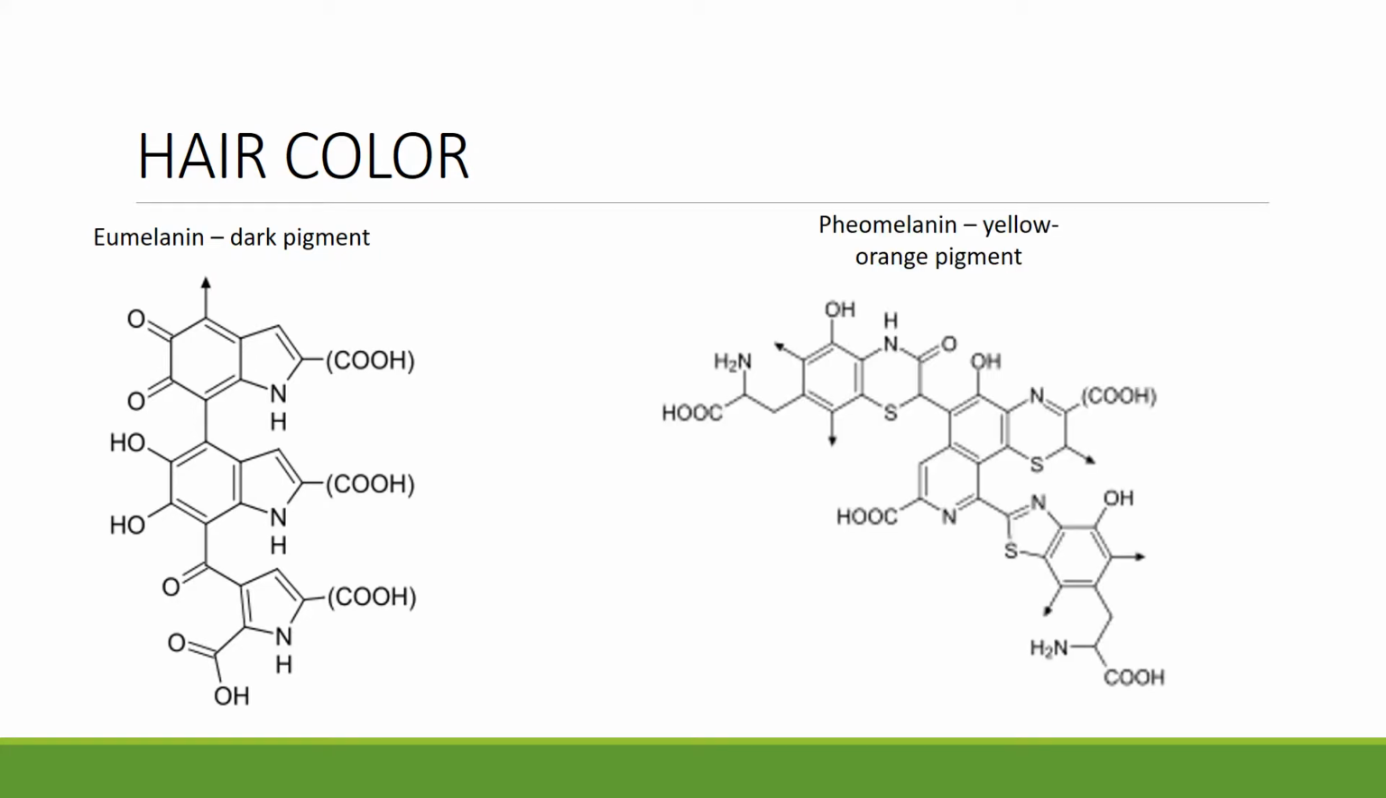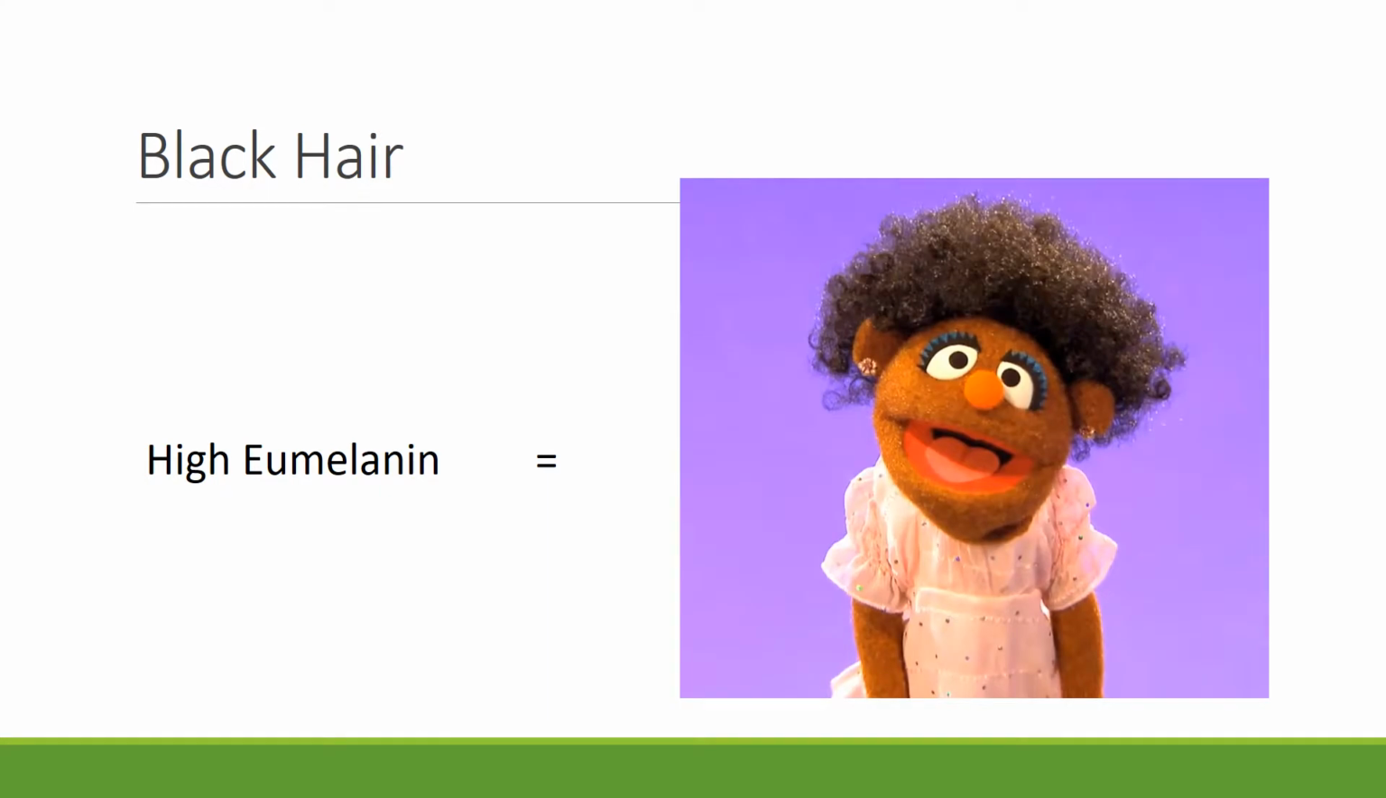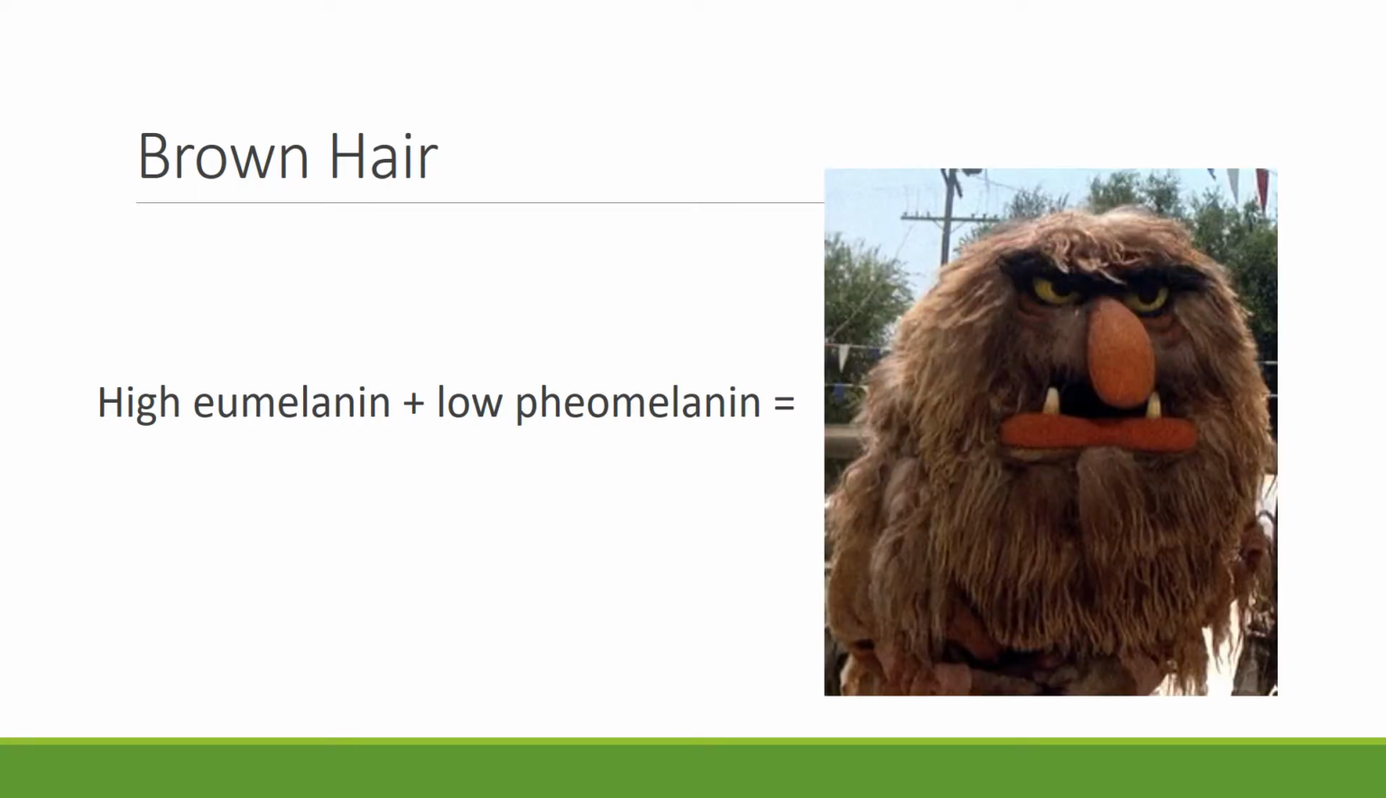Hair color is determined by genetics and caused by 2 types of melanin: eumelanin and pheomelanin. Eumelanin is a darker pigment, while pheomelanin is a yellow-orange pigment found in redder areas. Eumelanin and pheomelanin are also responsible for skin and eye color. Since eumelanin is a darker pigment, high levels of it result in black hair. High levels of eumelanin and low levels of pheomelanin give you brown hair. Different variations of these levels give different shades and tones of brown.